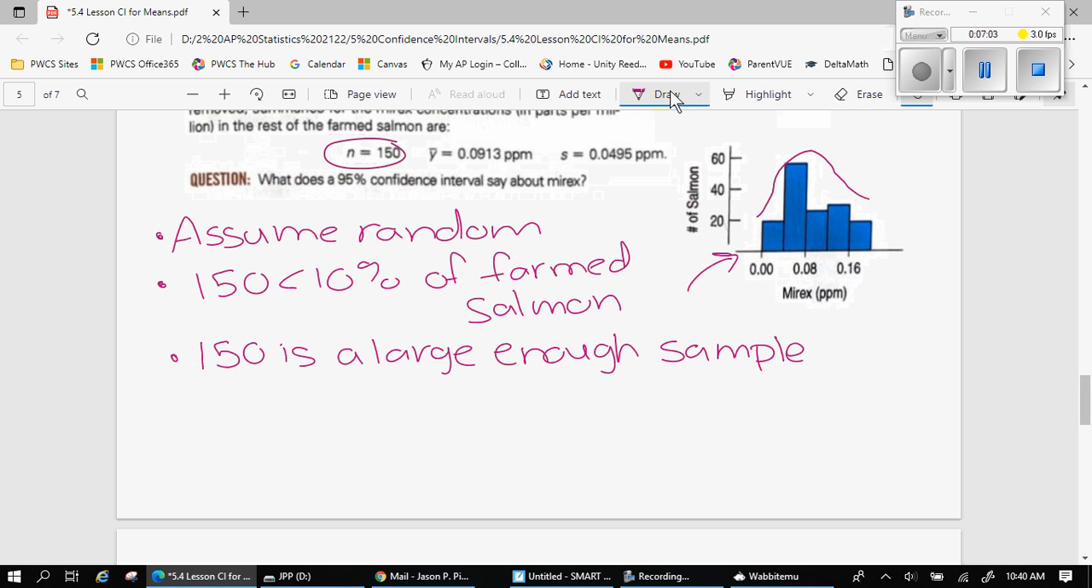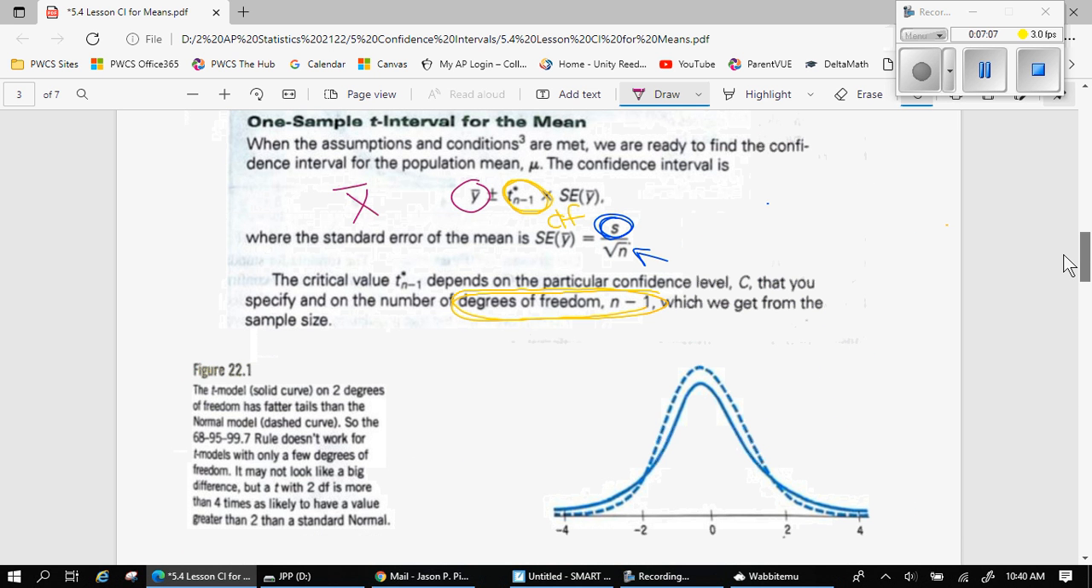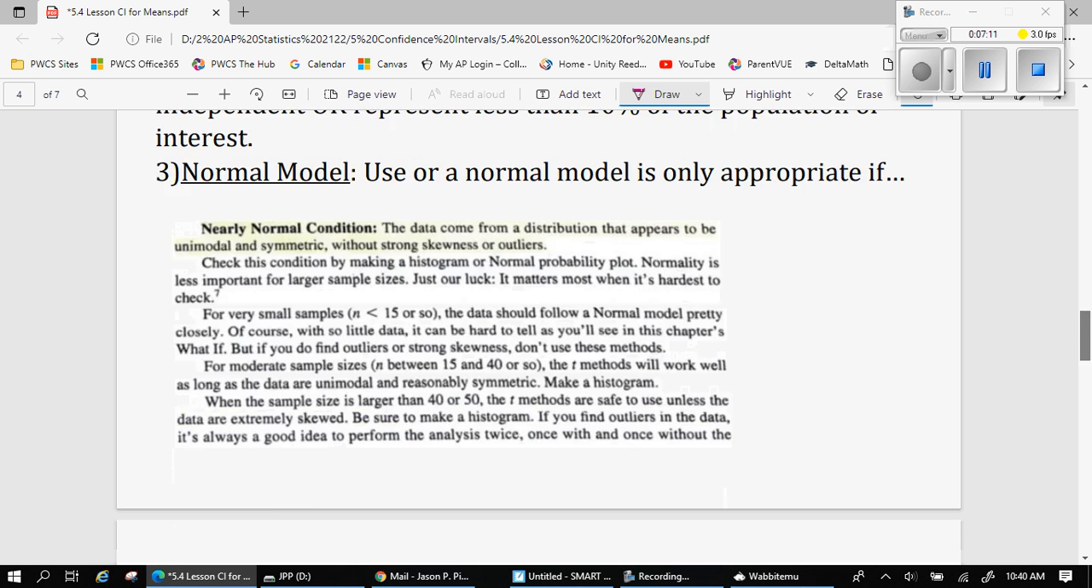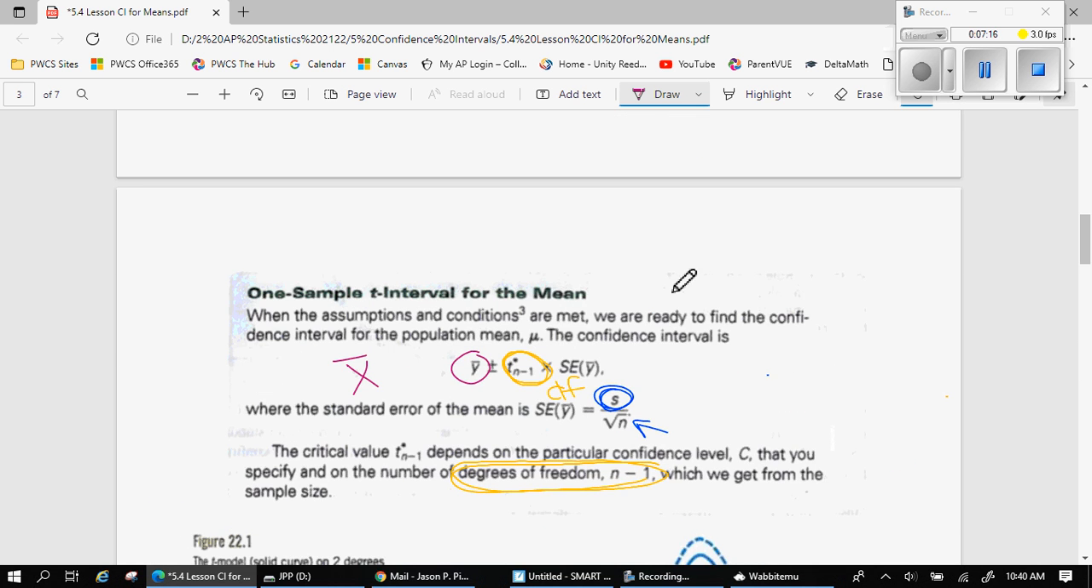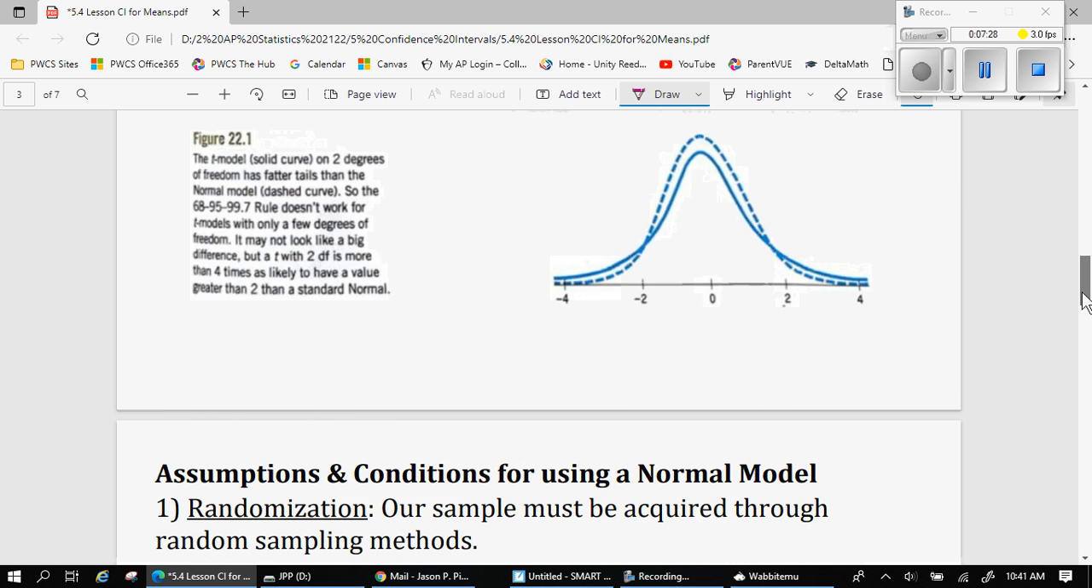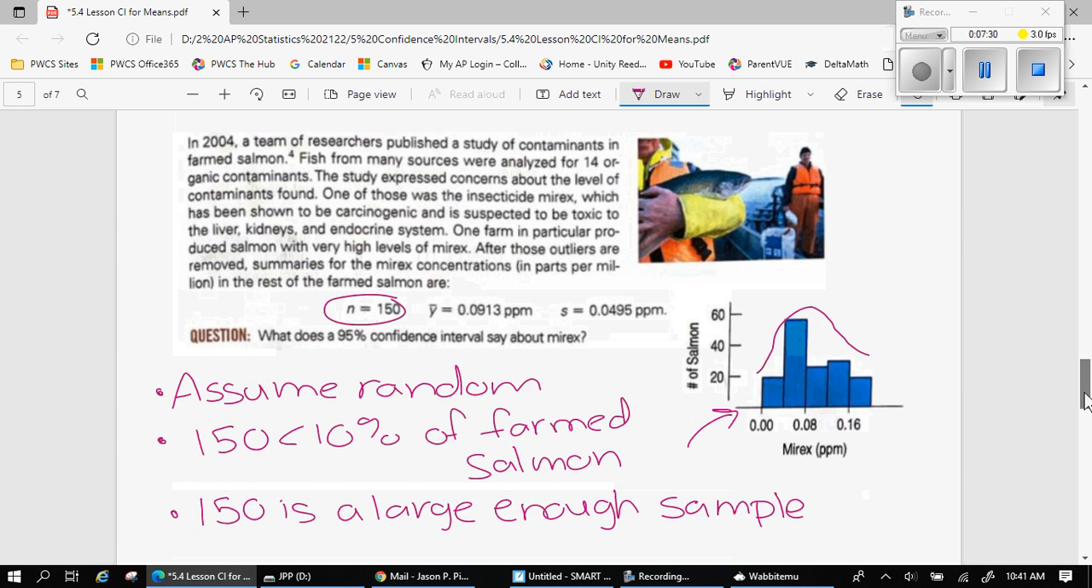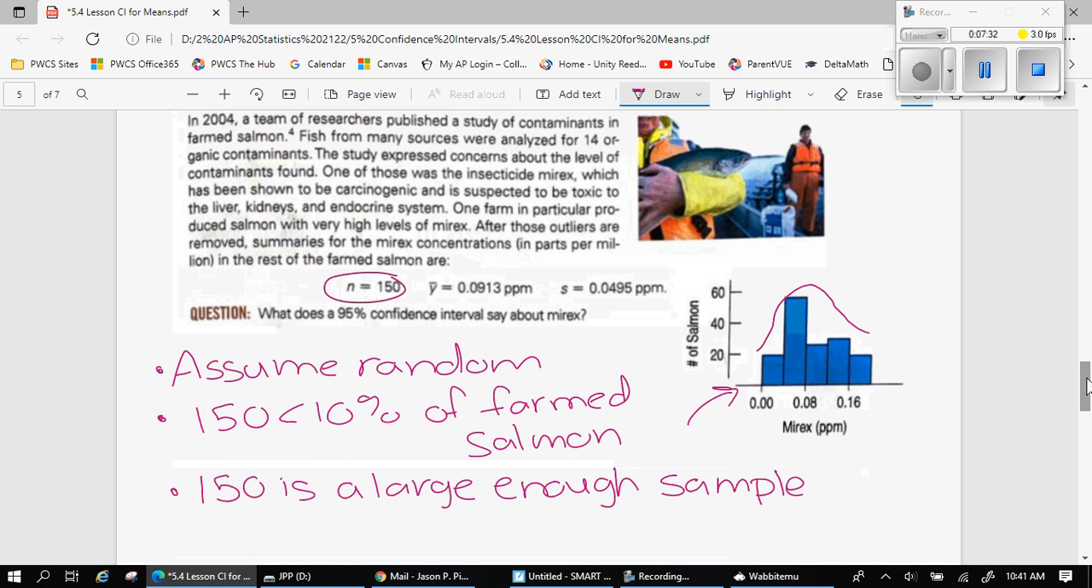We can construct this confidence interval using the interval up here, or we can use the calculator. I lean more on the side of using the calculator. You need to understand how to find the standard error. You need to understand how to find a t-star. I'll show you that. You need to understand what this confidence interval means, and then we can go ahead and find it using our calculator. So let's first talk about finding a t-star.